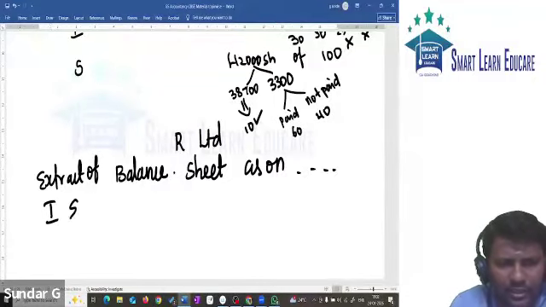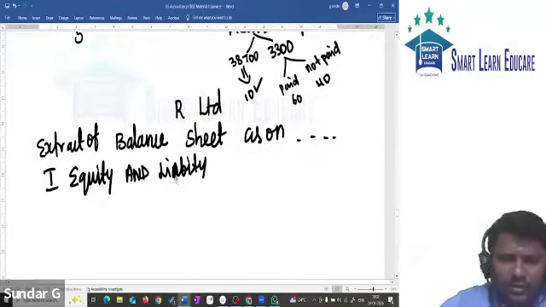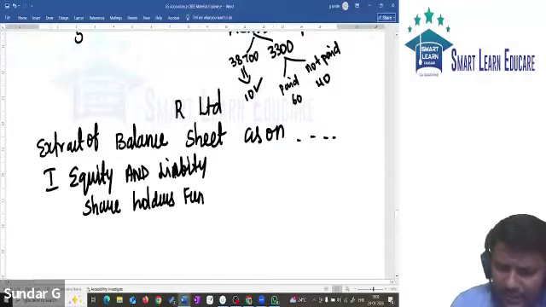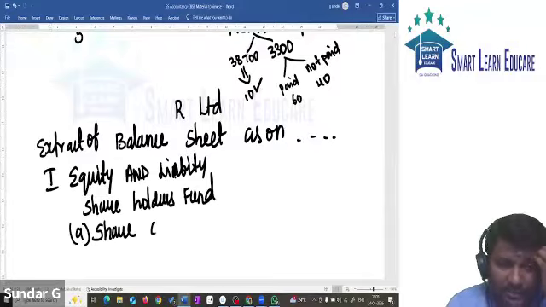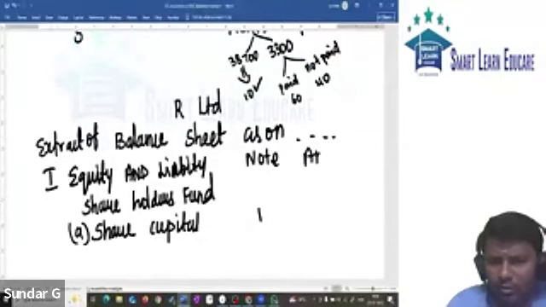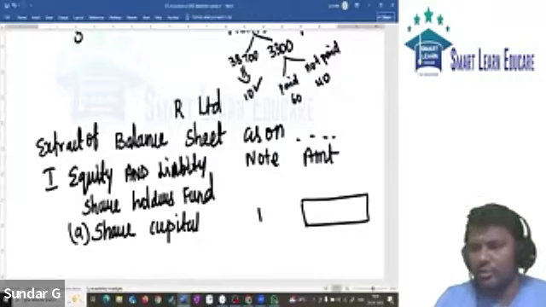In this, first one, equity and liability. In that major heading, shareholders' funds. In that subheading, only one part we are going to prepare, that is share capital, Note number 1. What is the amount? This is what we are going to write here. This amount alone, in the amount column, we are going to write only notes to accounts.